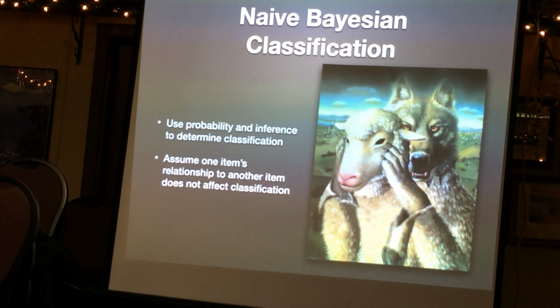It's basically using probability and inference to determine classification, and the naive part of this is that you assume one item's relationship to another item does not affect its classification. Okay, so you could actually use this.